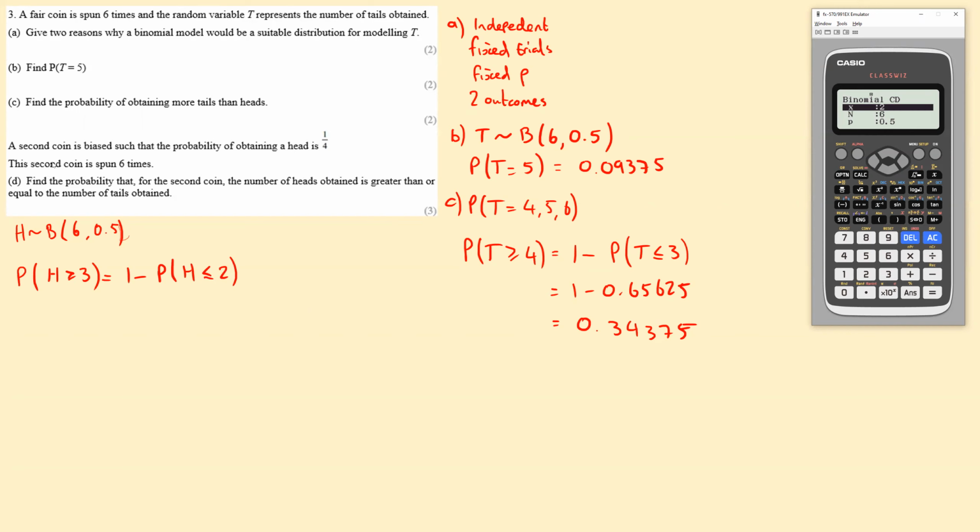Oh no, to obtain a head, because it's a biased coin, it's a quarter. Oh, why don't I read things? Here, 0.25. Apologies. So I couldn't use that previous list. I'm just an idiot.